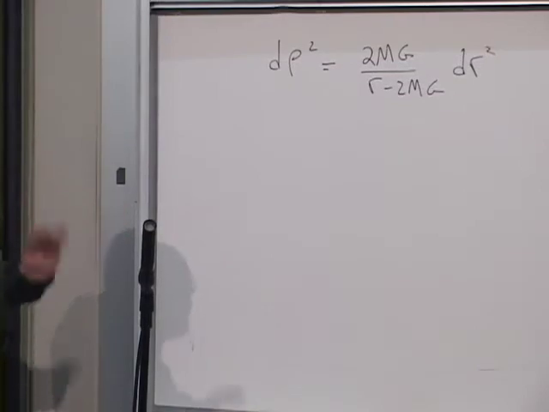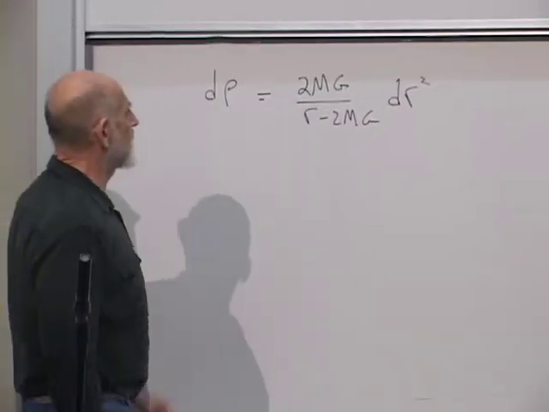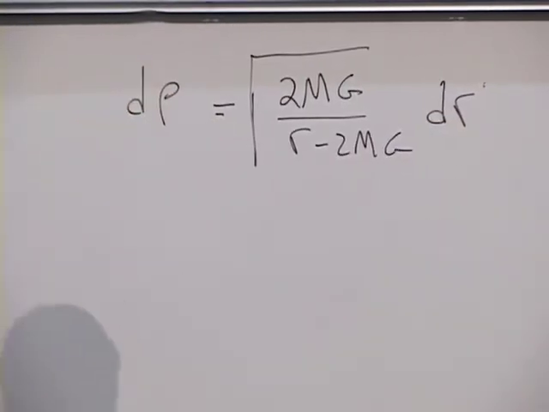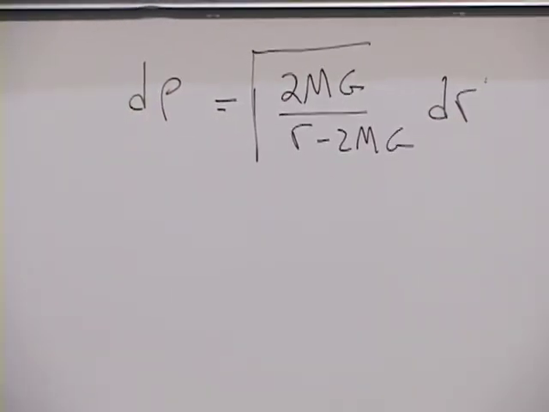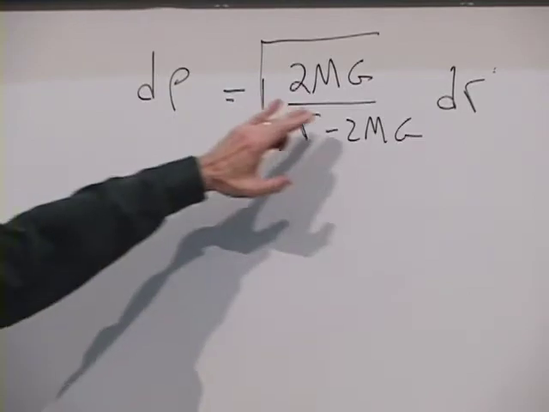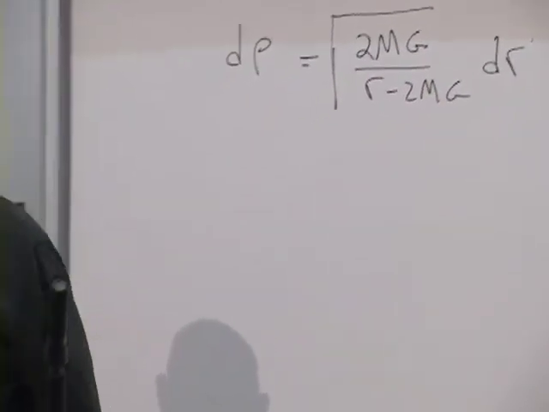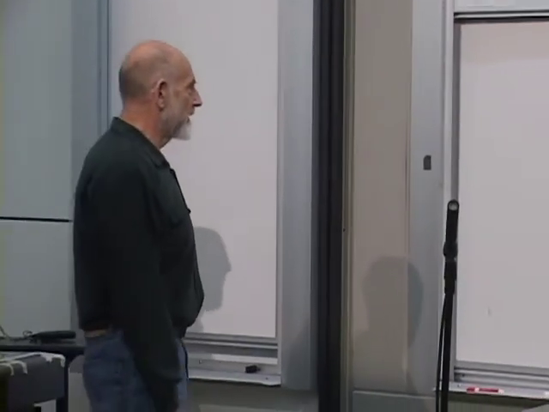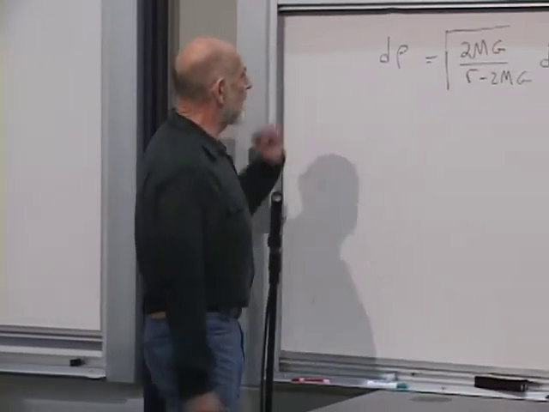Let me take the square root of both sides. Square root, square root, square root. This is an equation that determines rho in terms of r. How do I find rho in terms of r from an equation like this? You integrate both sides of the equation. All right? So what do you get on the left-hand side if you integrate the left-hand side?